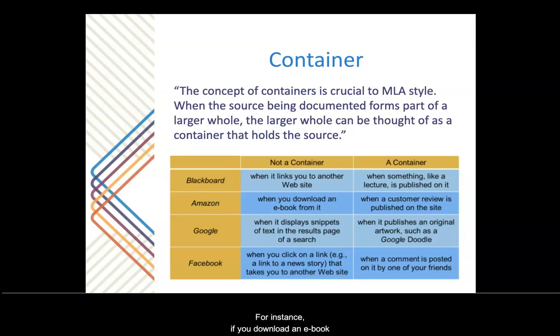For instance, if you download an ebook from Amazon, Amazon is not the container. Instead, the title of the work is the title of the ebook, and the container is the publisher, the same as if you had found the work in the library. However, if you're citing a customer review from Amazon, maybe it's about the book that you read, the customer review is published on the site, and therefore the site constitutes a container.